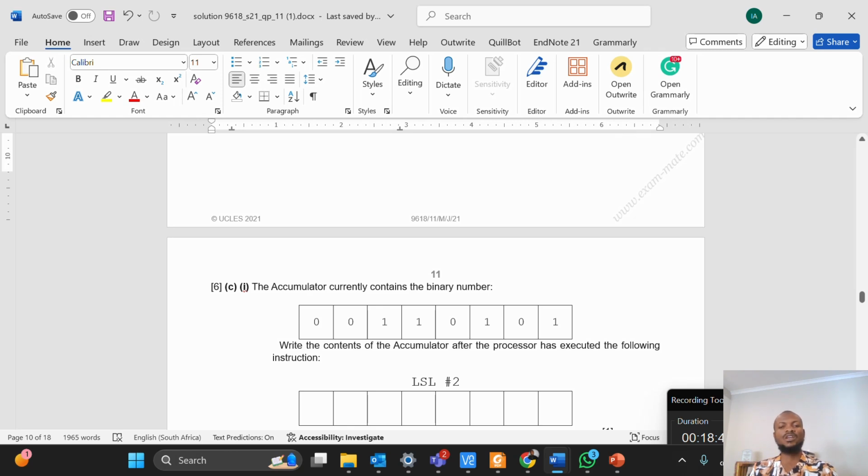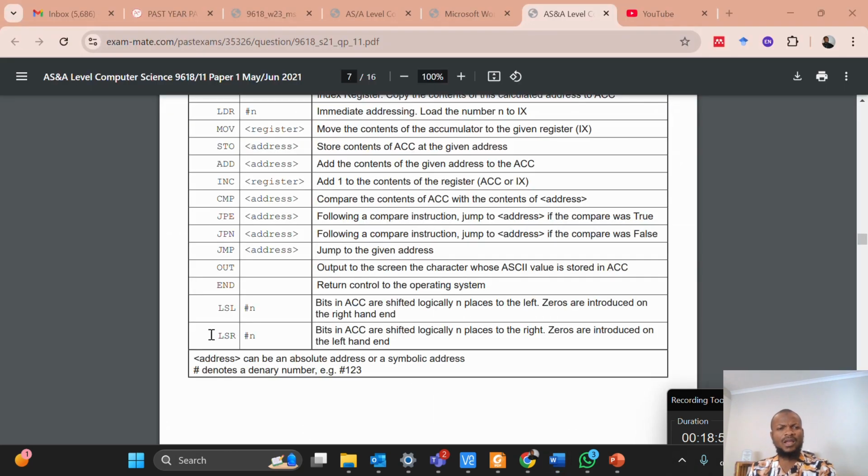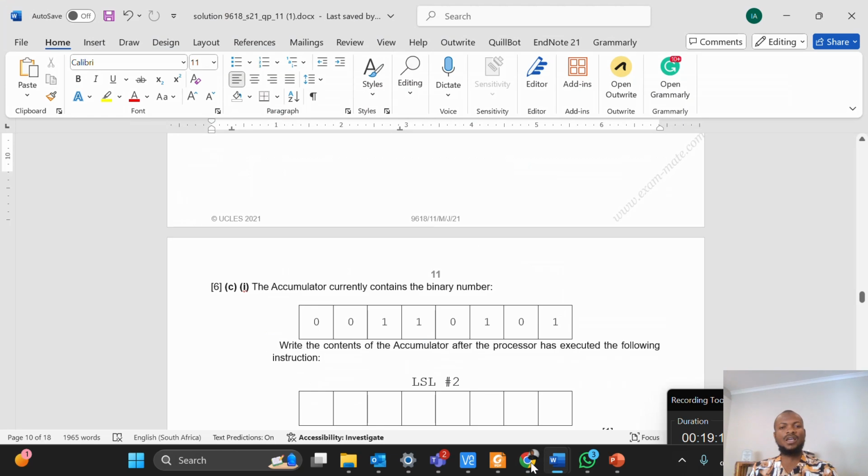So what does LSL 2 mean? LSL n means bits in the accumulator are shifted logically n places to the left. Zeros are introduced on the right-hand end. So that means LSL 2 means shift the bits in the accumulator 2 places to the left. Is that understood? So that's what that is saying. So let's go back to the question. LSL 2 means shift the content in the accumulator 2 spaces to the left.